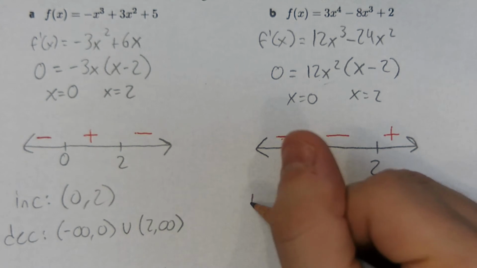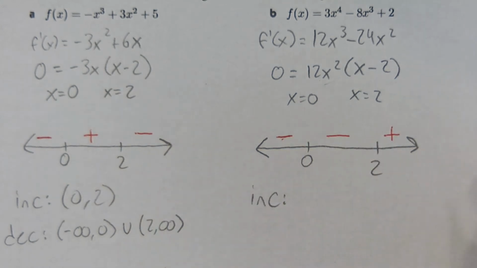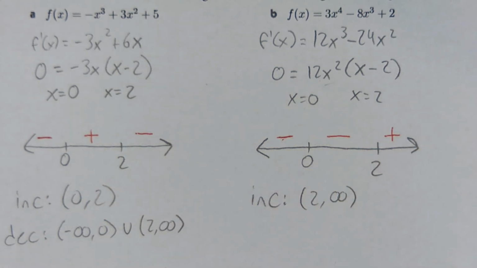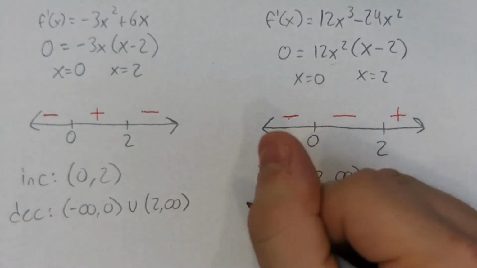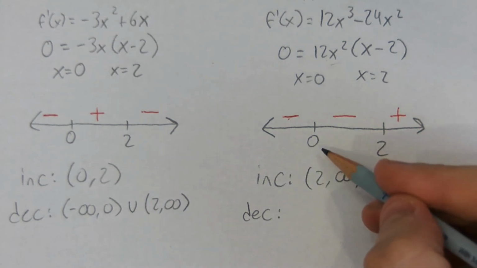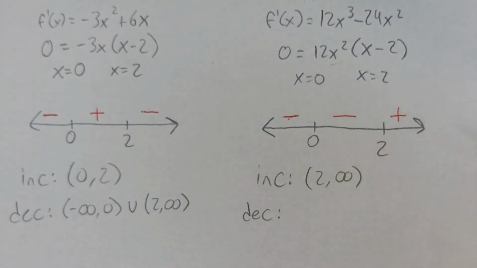So where are we increasing? We're only increasing to the right of 2. Where are we decreasing? Everywhere else except at x equals 0. I am not going to include x equaling 0 as part of my interval. Why, Mr. M? Because at x equals 0, your first derivative is 0. And is 0 positive or is 0 negative?